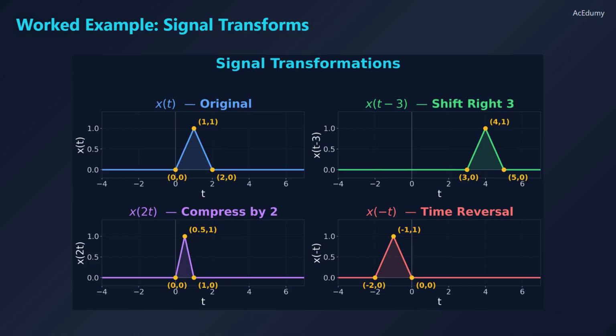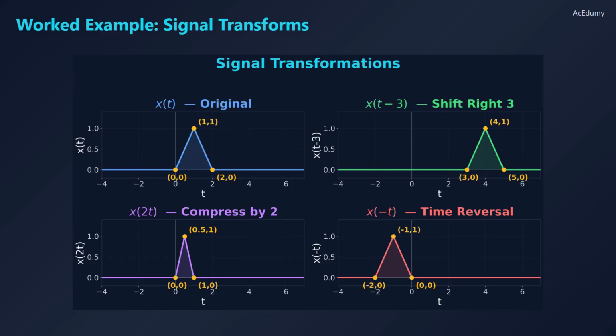Consider a triangle signal x(t) that rises from 0 to 1 between t = 0 and t = 1, then falls back to 0 at t = 2. Shifting right by 3 gives x(t − 3). The same triangle now spans from 3 to 5.